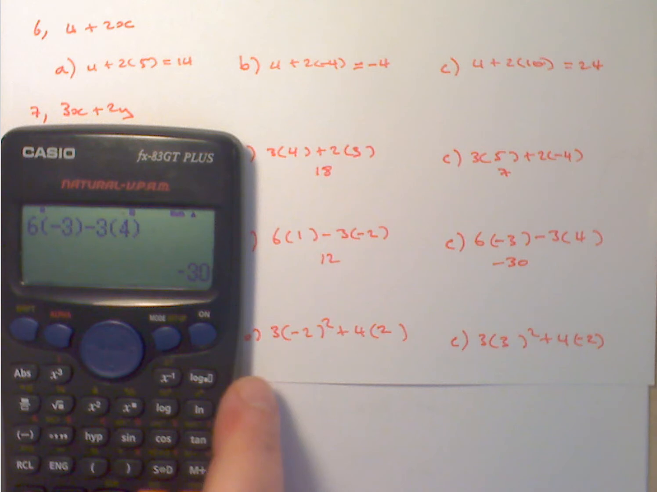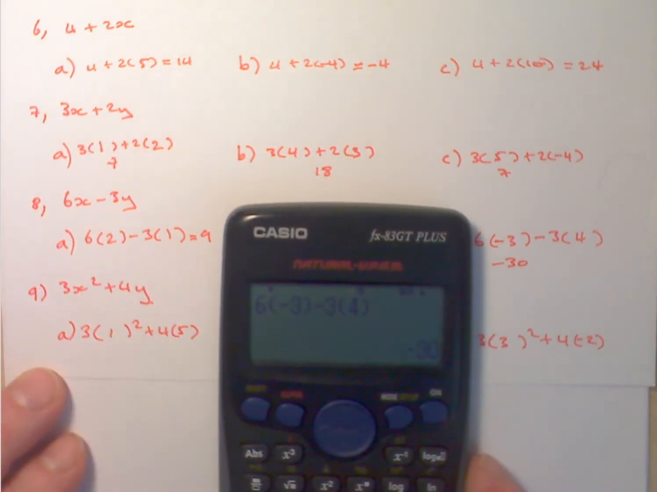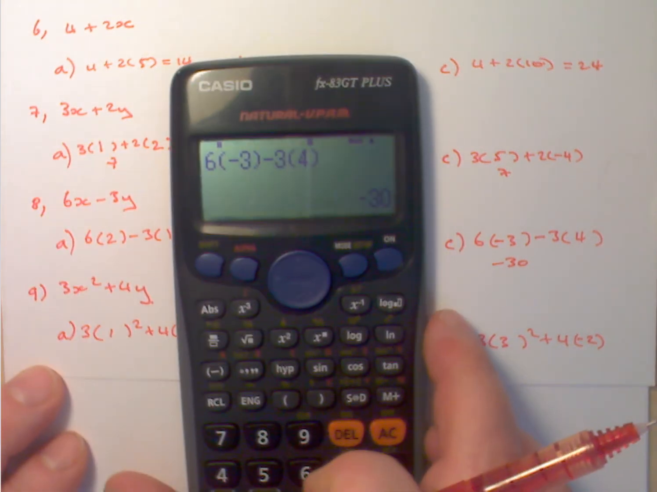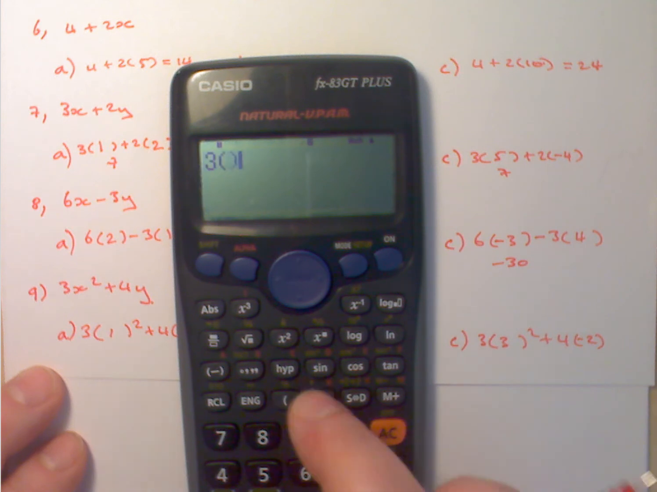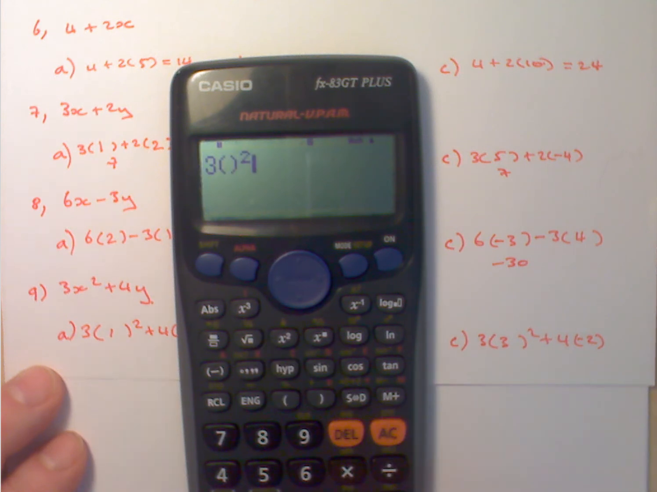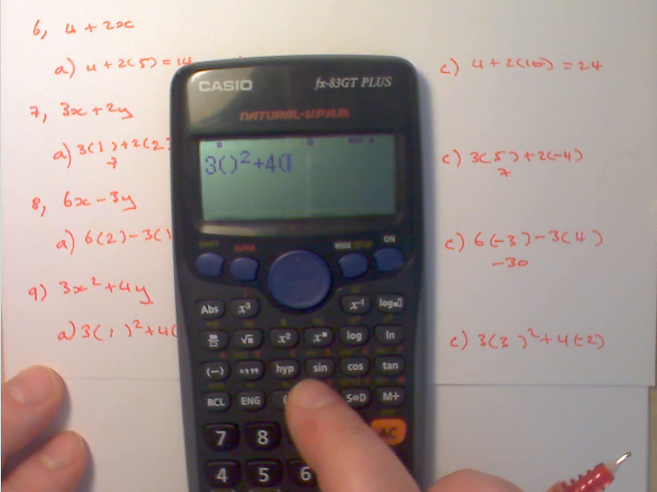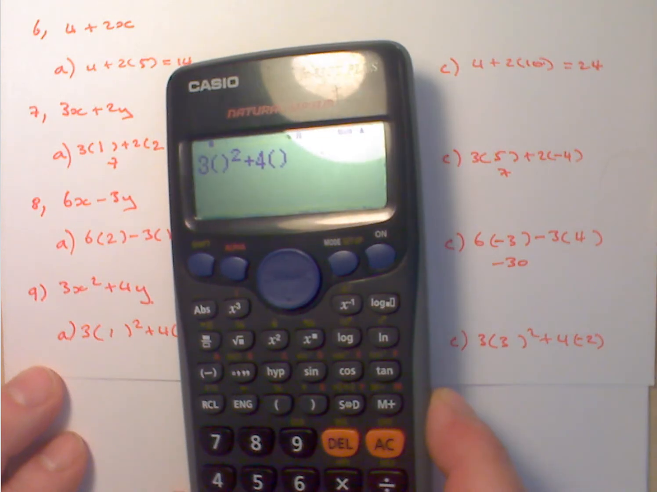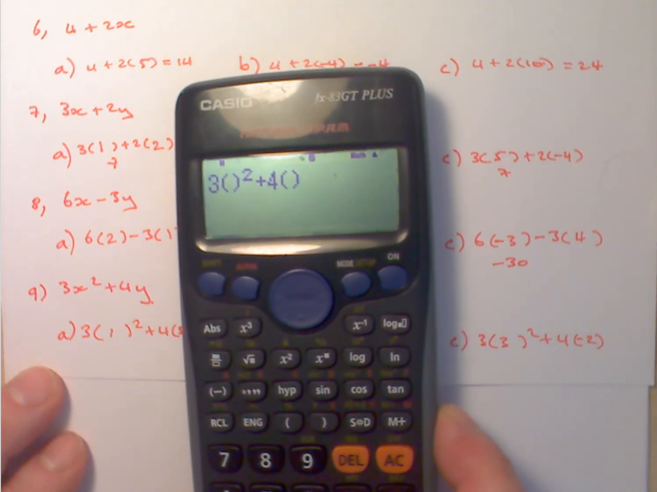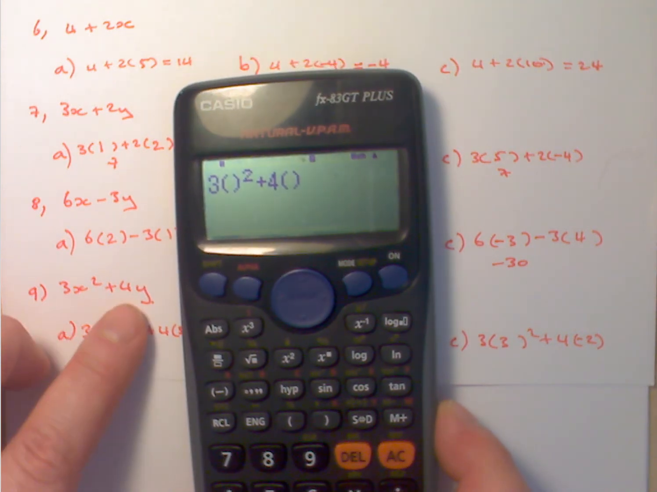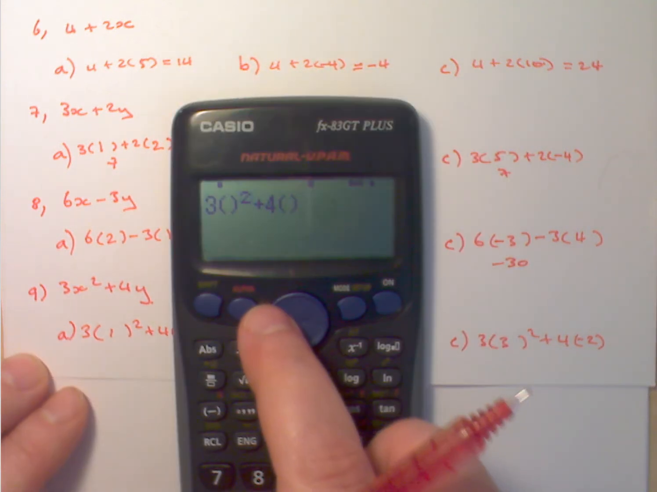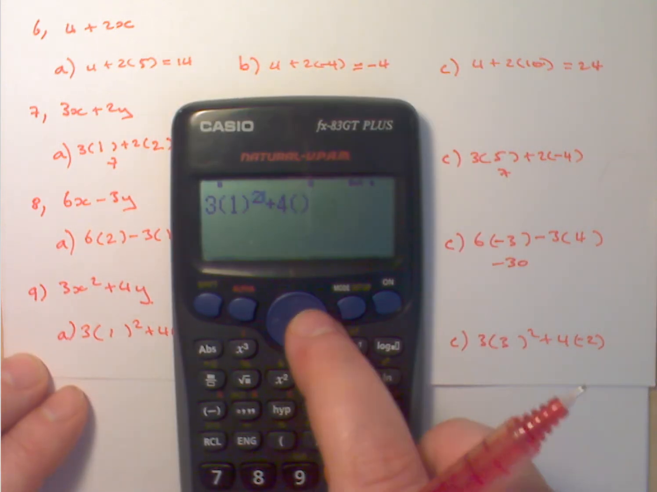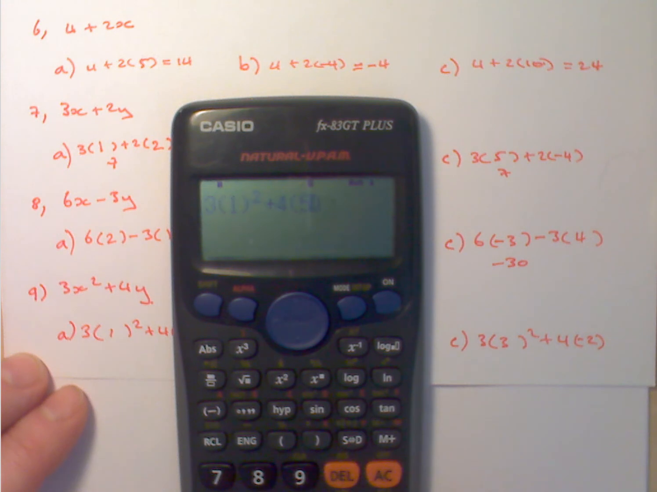And this one is supposed to be difficult, okay, but again, if you just use the calculator, it really isn't a problem. 3 open bracket squared plus 4. Yeah, so all I've done is just get it ready to take in the numbers, replacing the letters with open brackets. And so it's got to be 1 and 5, so I just go up here, go 1 and 5. It's 23.